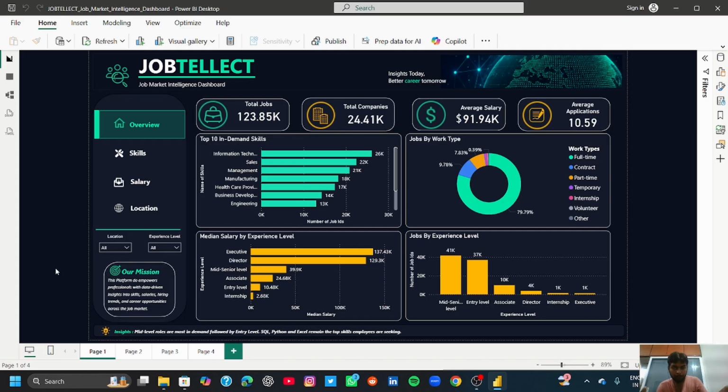See, the main mission of this dashboard page is that this platform empowers professionals with data-driven insights on skills, salaries, hiring trends, and also career opportunities across the various platforms here.